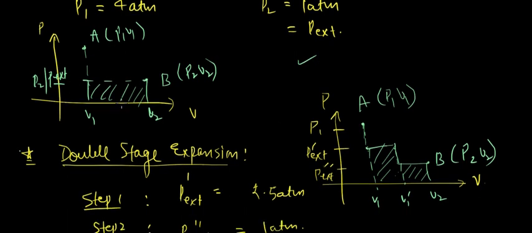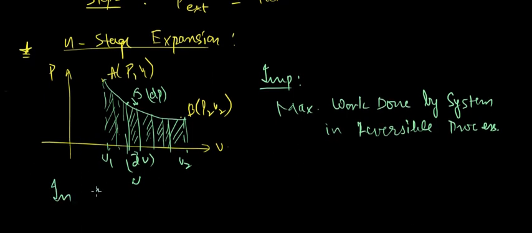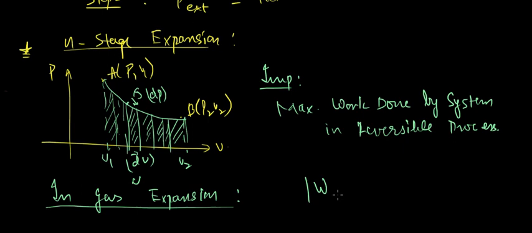So in this case the area under the curve was only this one. In this case the area under the curve was slightly more, and finally in the reversible process the area under the curve would simply be covering the whole of the graph. Okay, so in gas expansion we can write that mod of W reversible would be greater than mod of W irreversible.